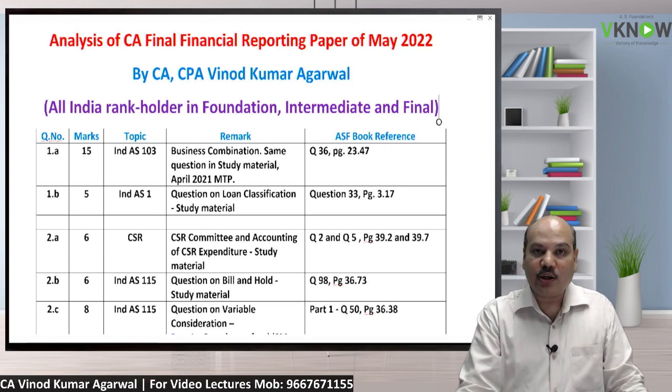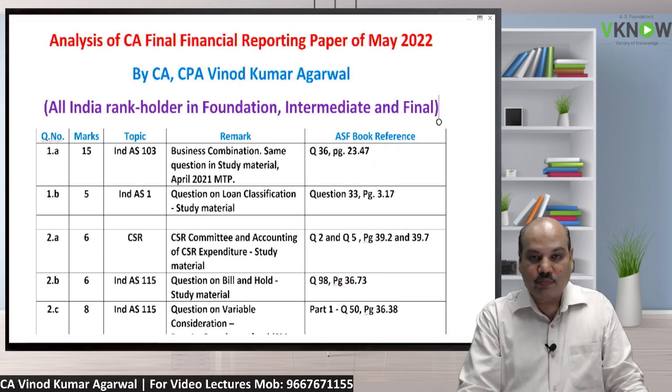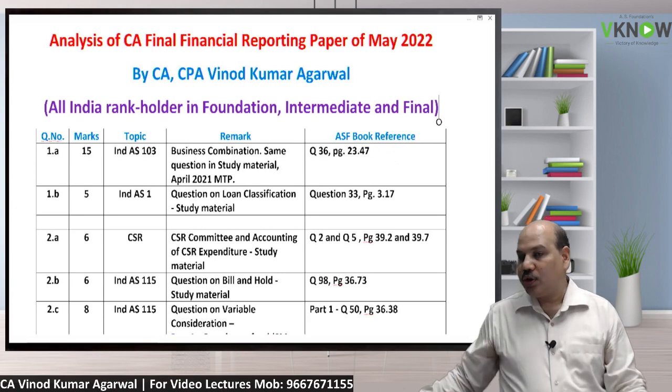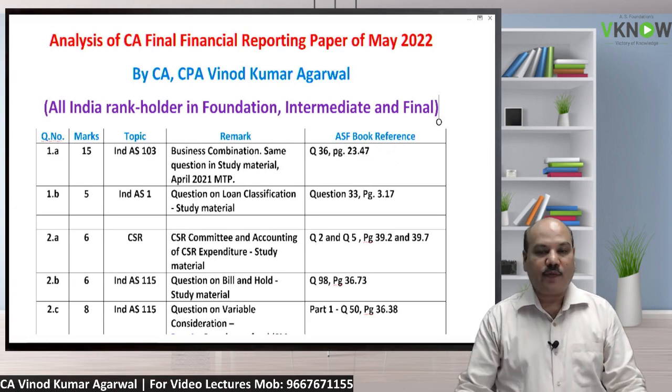Today I am going to analyze the financial reporting paper of May 2022, the exam which has just concluded, and I am going to tell you the entire question paper was from study material, RTP, MTP and the past examination. So you will see on the screen I have written question number, marks, the topic, remark, and the last column is important, which shows you the source of the question from ASF book reference.